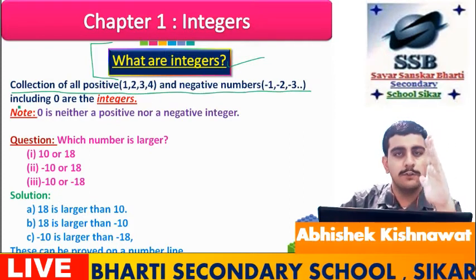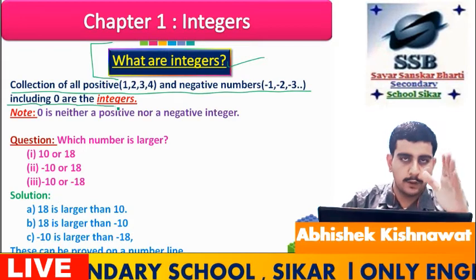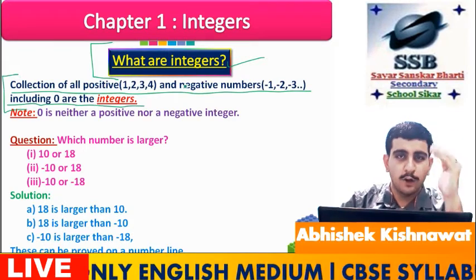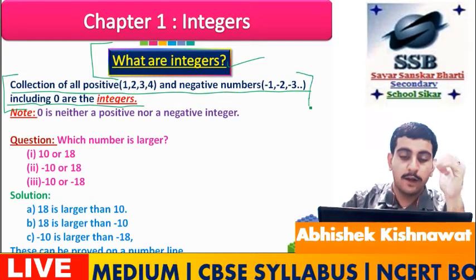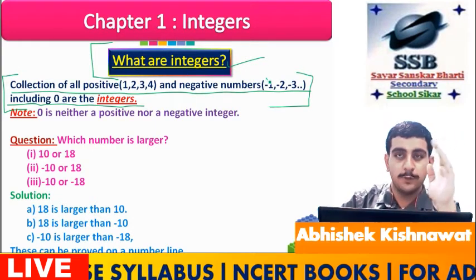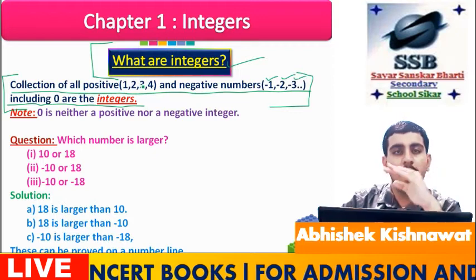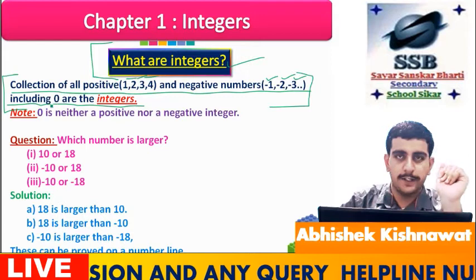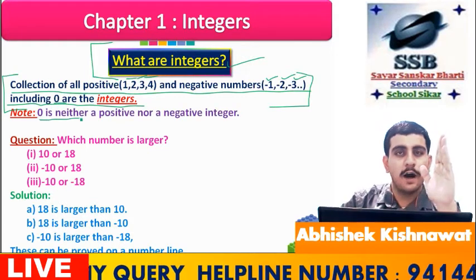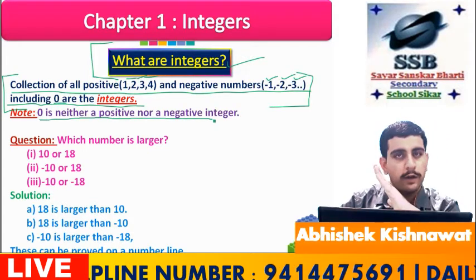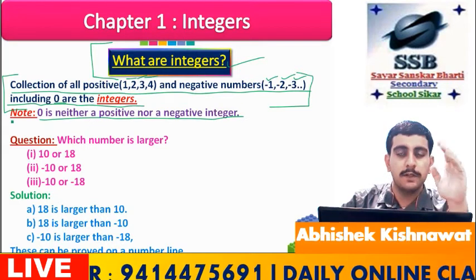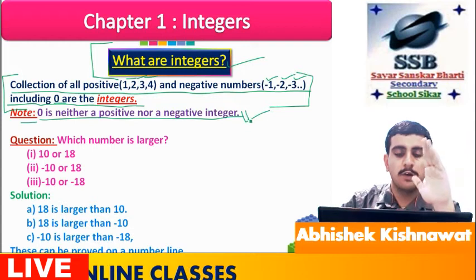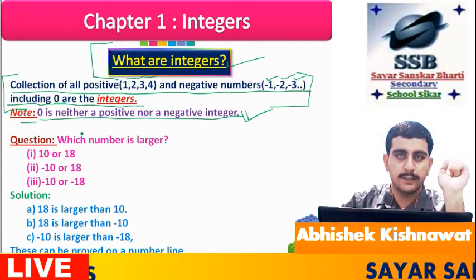Now, the next question is, what are integers? As we recalled natural numbers and whole numbers, the question arises, what are the integers? The collection of all positive numbers 1, 2, 3, 4 and so on, and all negative numbers -1, -2, -3 and so on, including 0, are called the integers. I am repeating it.